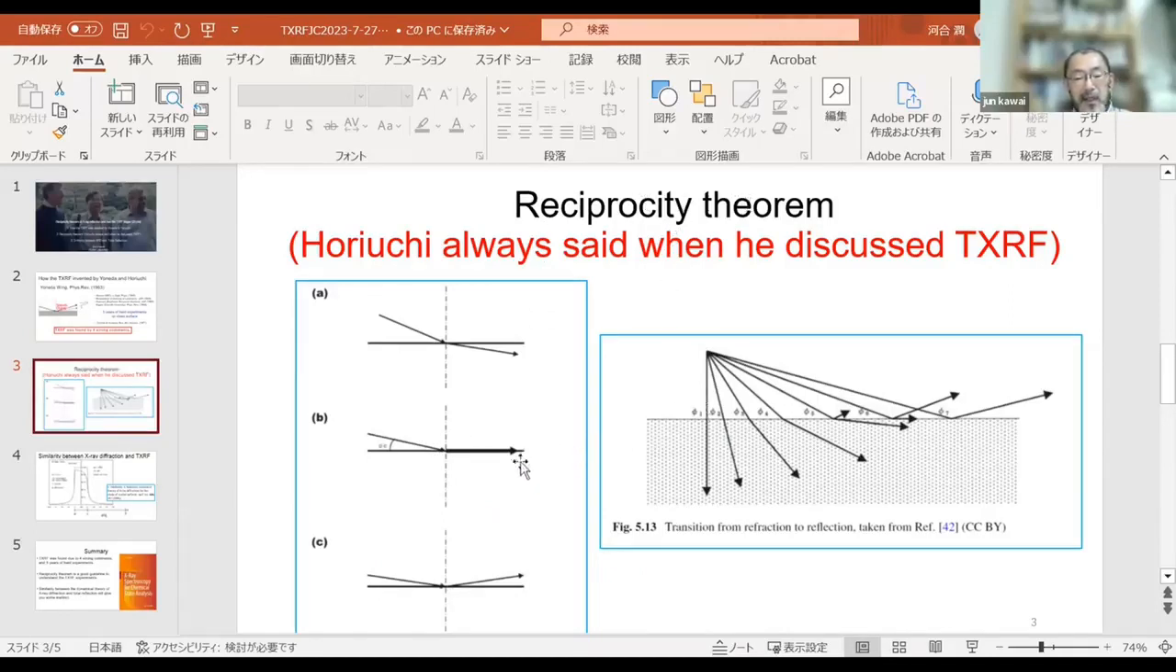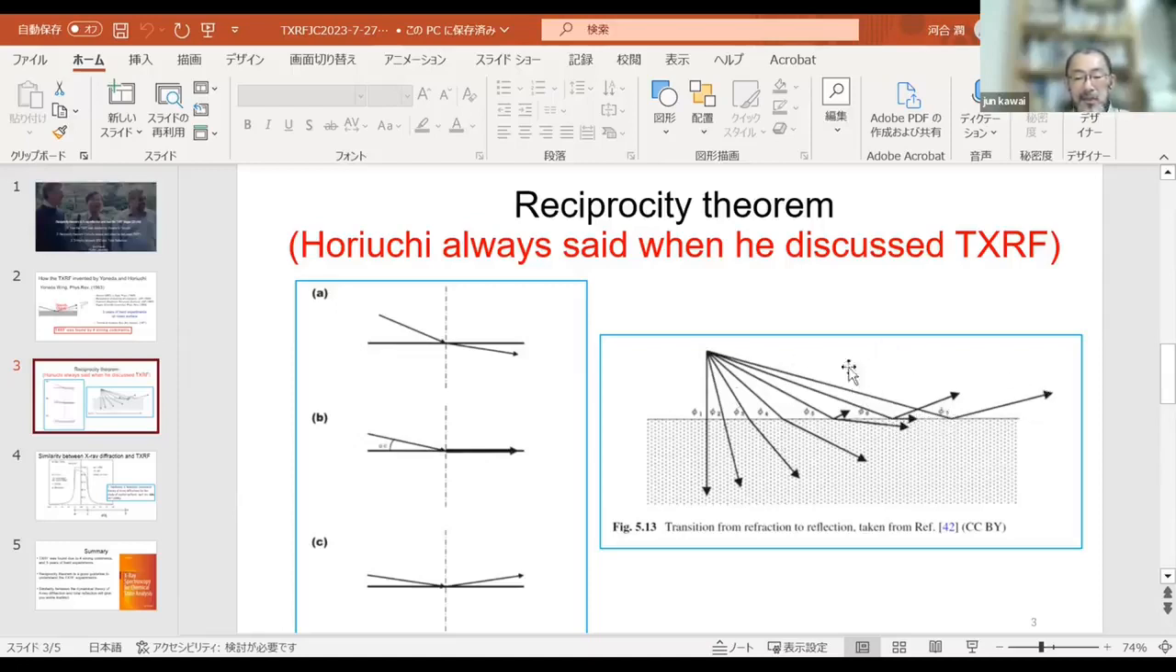And we must always think about the reciprocity theorem. And this is the result of the reciprocity theorem. So X-ray is coming to penetrate the solid, and the angle becomes shallower. And at some point, the reflection starts. And at a much shallower angle, the reflection is stronger than the penetration. And finally, all the X-rays are totally reflected.